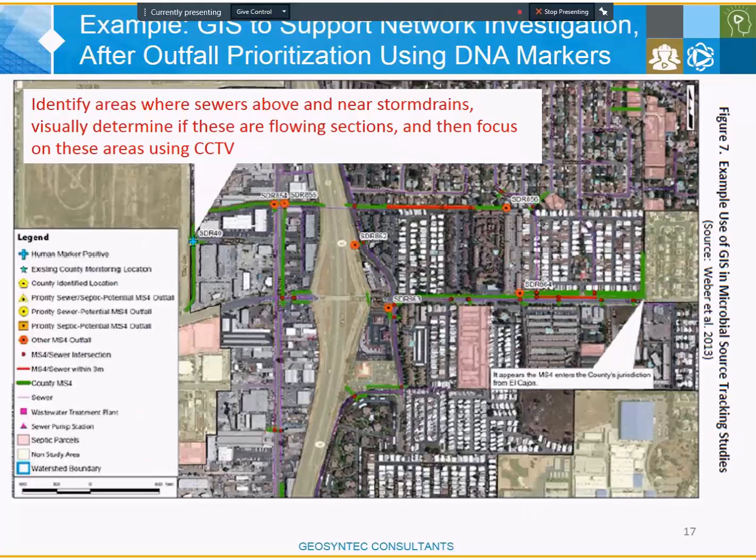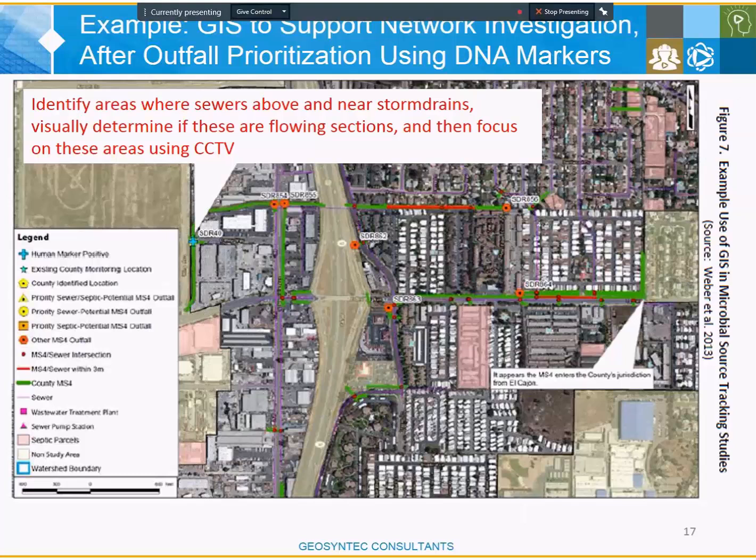So one of our recommendations in the network investigation was to have greater use of GIS. And here's what we mean by this. This is a project that we did in San Diego County, and we also did this in Santa Barbara. In using GIS to support the network investigation, at outfalls that have been prioritized using DNA markers, we overlay the storm drain and sewer maps to understand the pipe material, age, and invert elevation relative to storm drains. And basically where sewers are above and near storm drains, you visually determine and identify those as, quote, at-risk crossings.